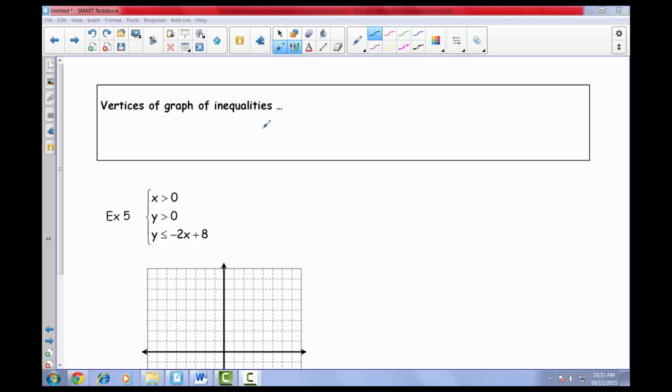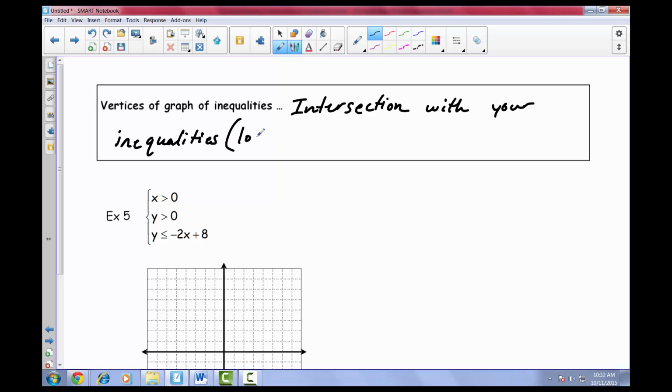Here we're looking at example 5, but before we get into that, we have to first discuss what the vertices of a graph of inequalities are. The vertices are pretty much anywhere that you see an intersection with your inequalities. And how we actually find them is we can just look at the graph and see where they're at.